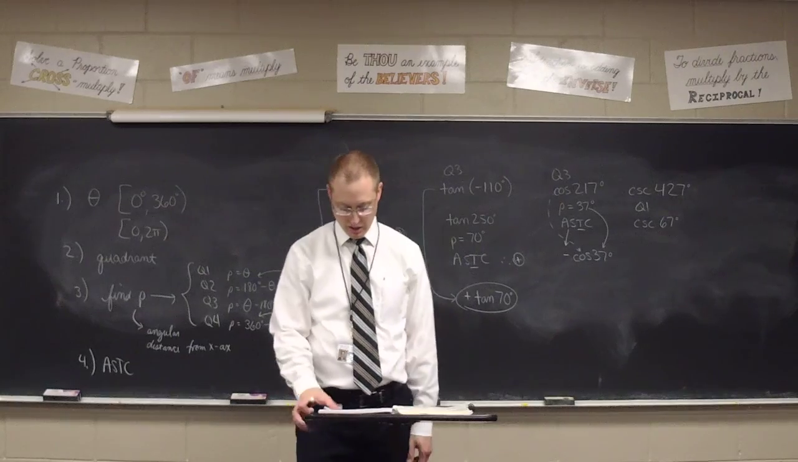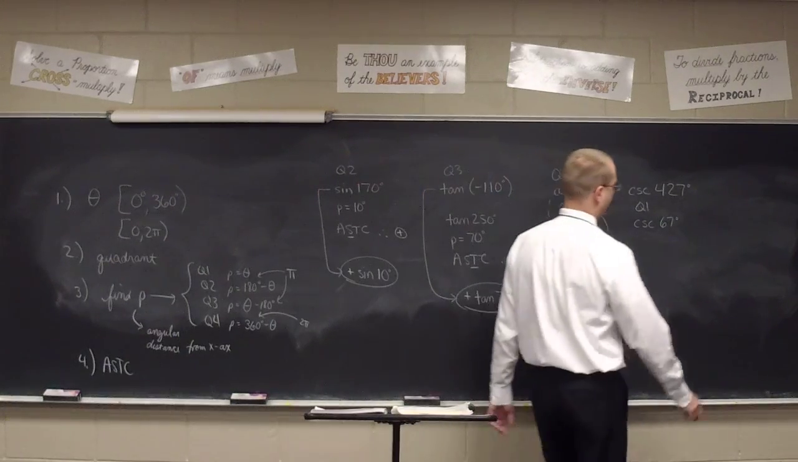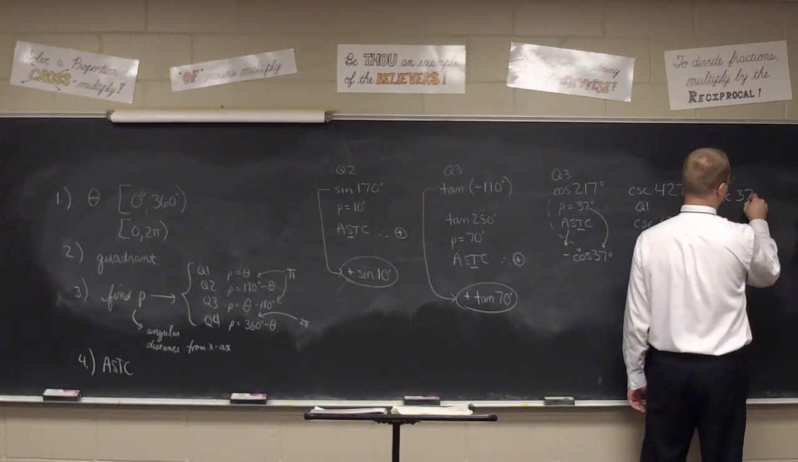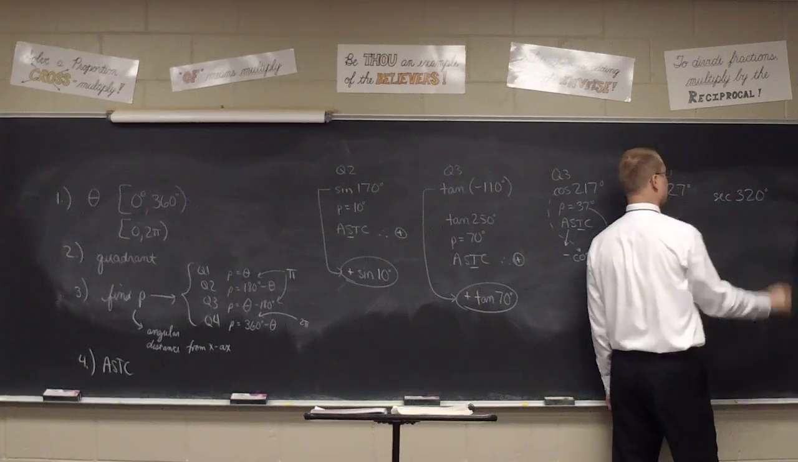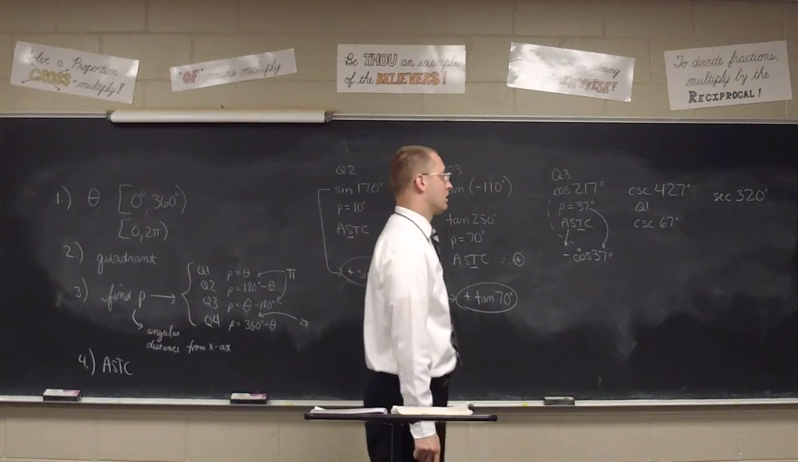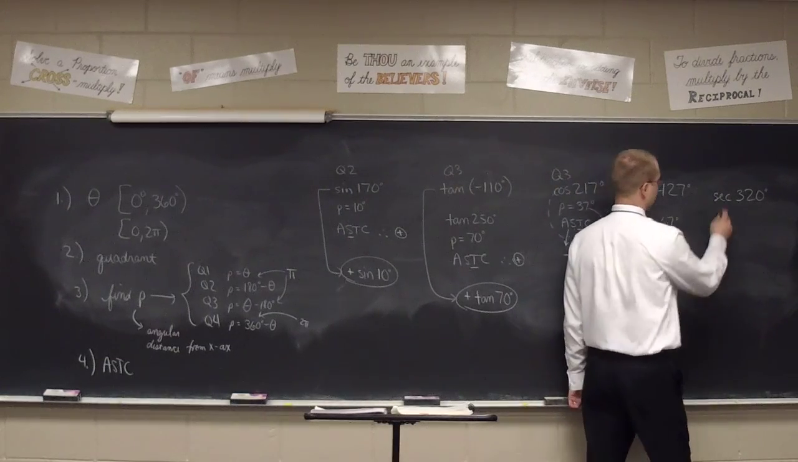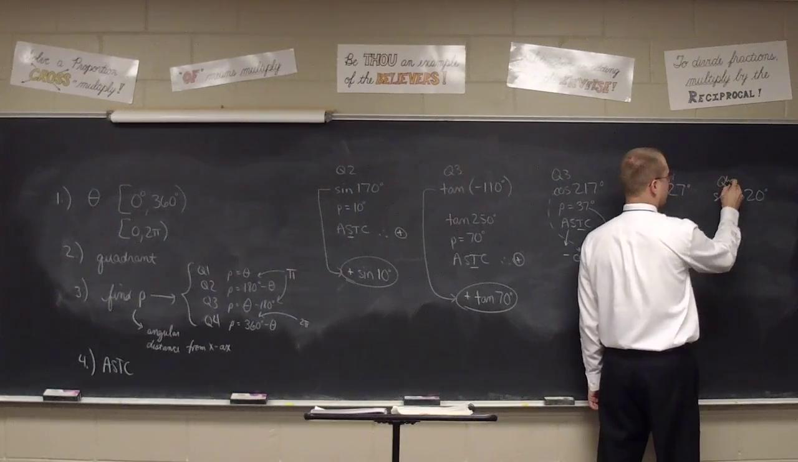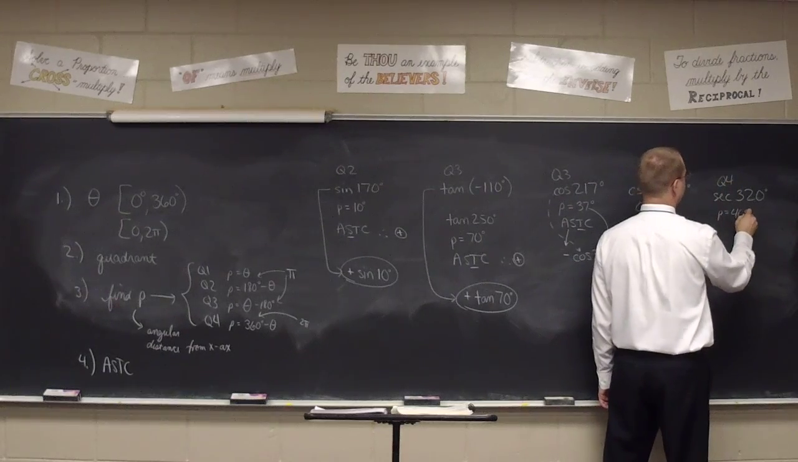Questions? All right, write this one down. Secant of 320 degrees. If it's in the fourth quadrant, rho equals 40. Rho equals 40. All right, it's already good to go. It's in quadrant 4. Rho is 40 degrees.